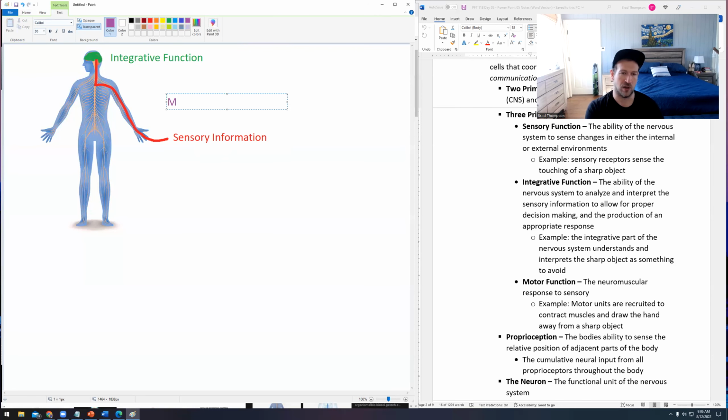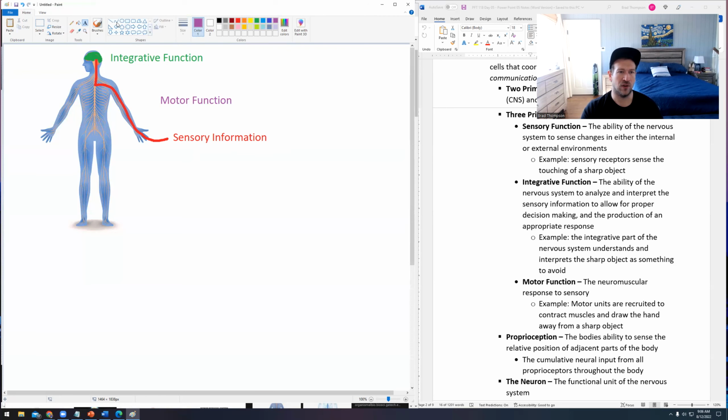So then motor function is going to go back the other way. So if we look at that here, that's traveling down and recruiting whatever muscles it needs to, right? So we'll go ahead and put an arrow in these places, and that'll make this make a little bit more sense, right? So sensory information goes towards the brain, and integrative function happens at the brain, and then motor function happens elsewhere.